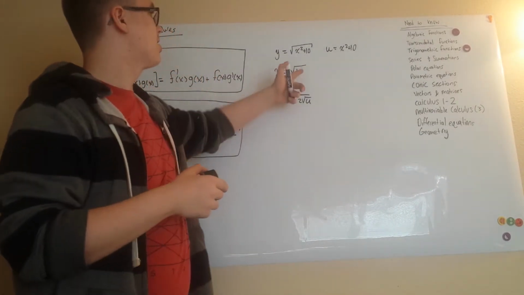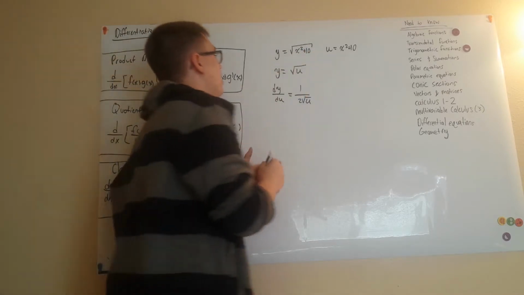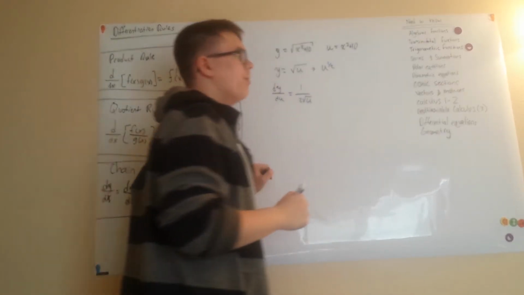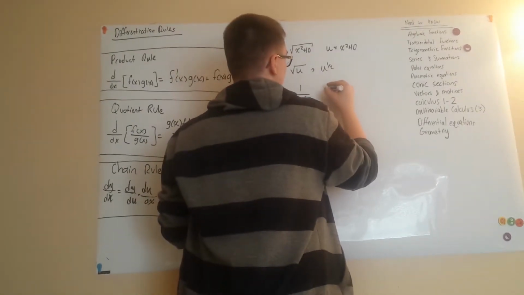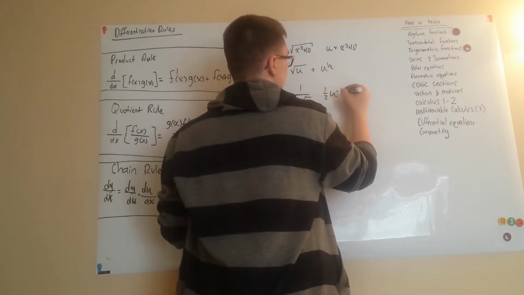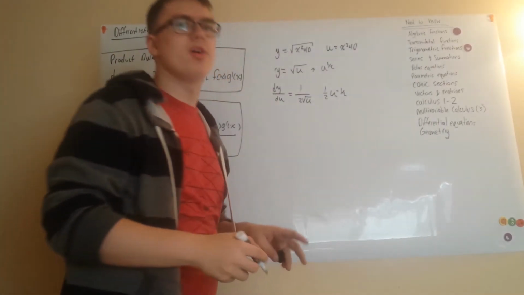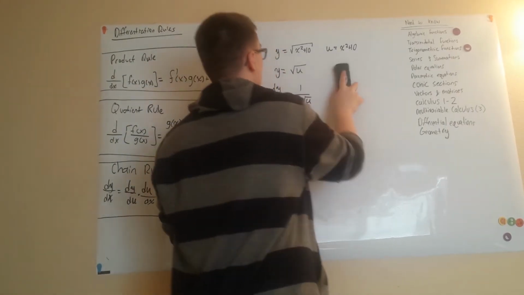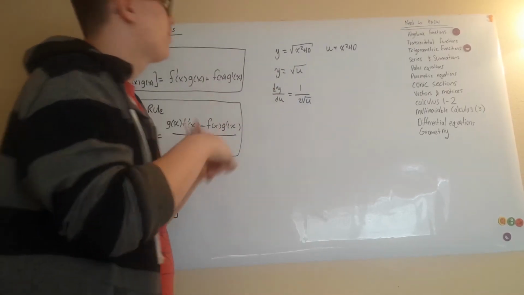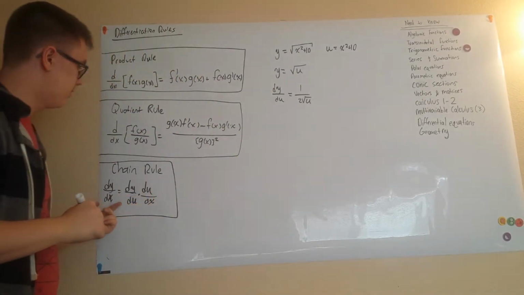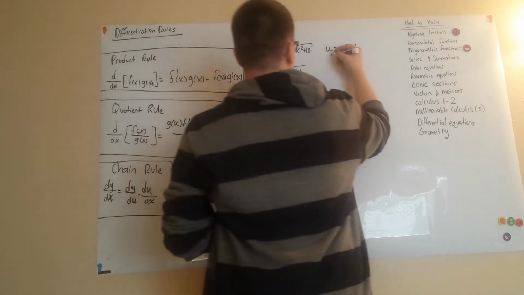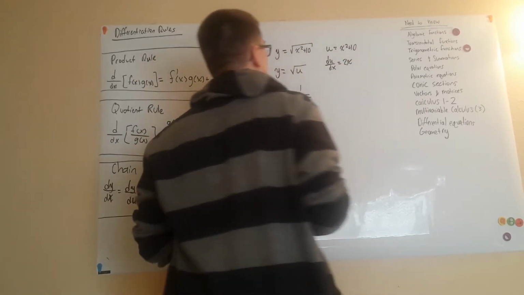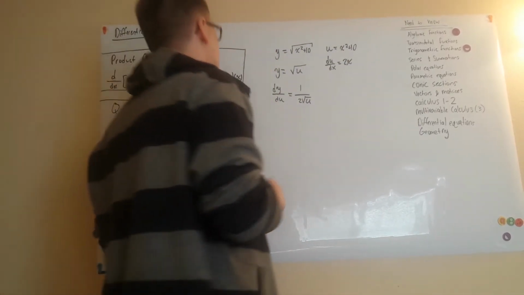I just did it really fast. If you were to differentiate the square root of u, that would be u to the 1/2, so you get 1/2 times u to the negative 1/2, and that's how you simplify it. That's one part of our chain. What about the other one? We have to differentiate u with respect to x. That's 2x. Now let's multiply these.